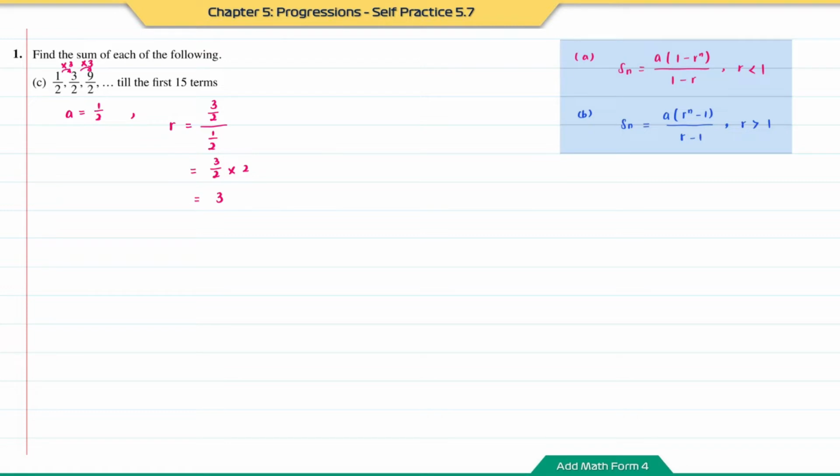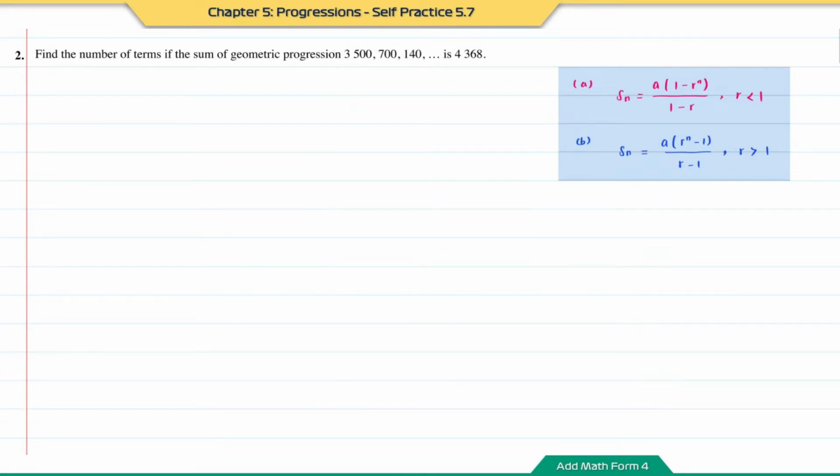As the r is greater than 1, to find the sum of the first 15 terms, we're going to use the formula B. So S15 is equal to a, 1 over 2, bracket, the r to the power of 15 minus 1, over 3 minus 1. So solve this using a calculator. You'll find that S15 is equal to 3587226.5.